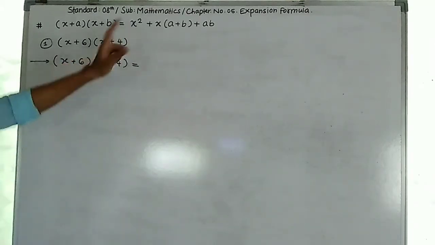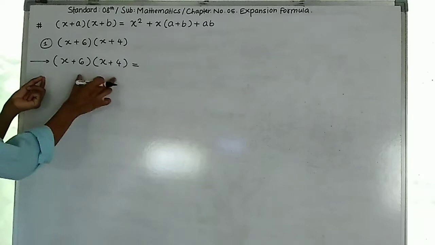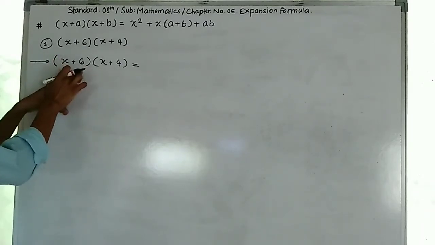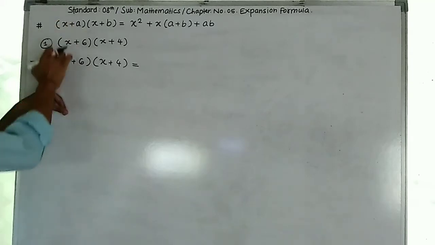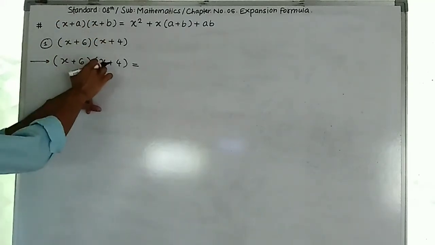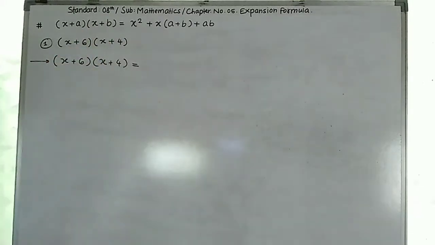Okay, if you do not remember the formula, you can apply the formula now. In this pair of binomials, you can see x plus 6 is there, so I am going to take x equal to x, a equal to 6, then x equal to x, and b equal to 4. And I will apply the above expansion formula.